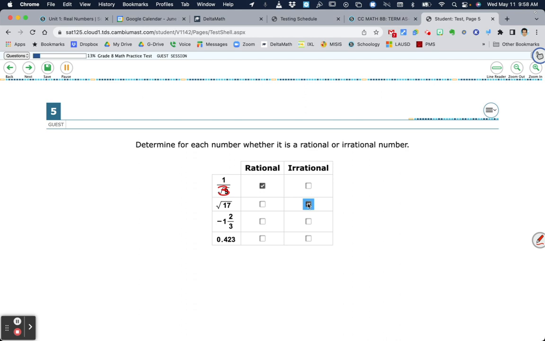How about negative 1 and 2/3? Rational. It's a fraction. Mixed numbers are fractions. This is a terminating decimal. It ends after the 3rd digit. Are terminating decimals rational or irrational? Rational. Yeah, because I could make this into a fraction. 423 over 1,000. There's 1,000. That's a fraction. So there you go. All of these that I clicked on the left are rational. Okay. Any questions? All right.